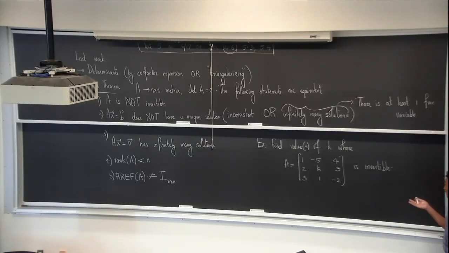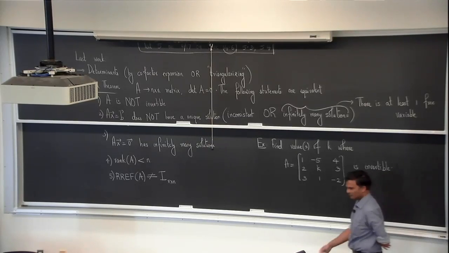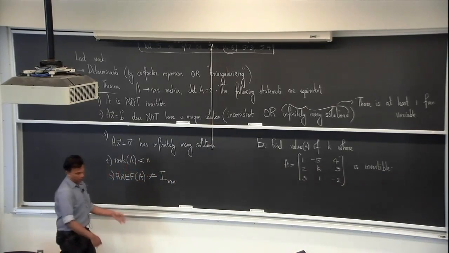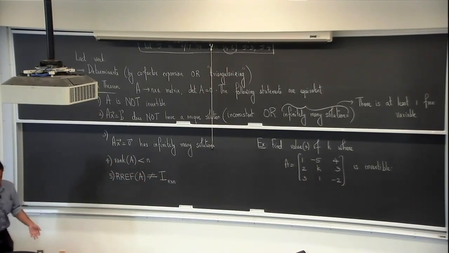When you get a problem like this, you should know that the idea is not to plug in all possible numbers and check one by one. That's not feasible. You cannot just start with k equal to 0, then 0.1, 0.2. That's not the idea. Based on the invertible matrix theorem, what would be a super efficient way to do this?